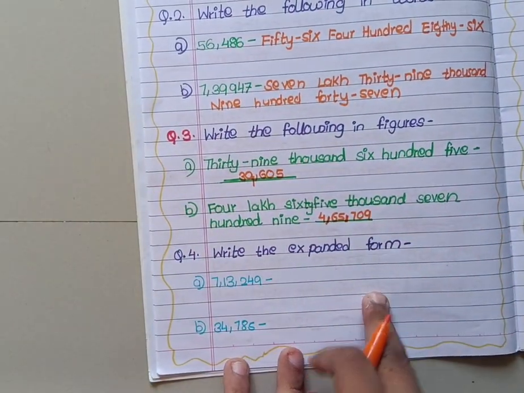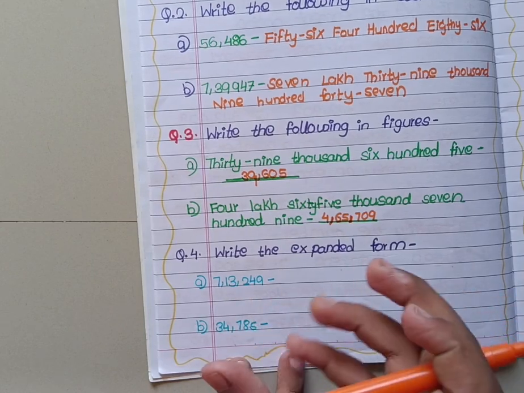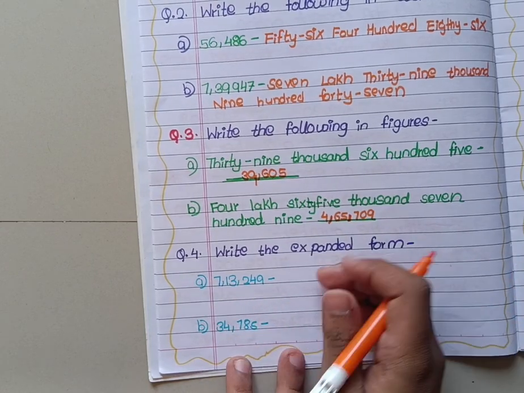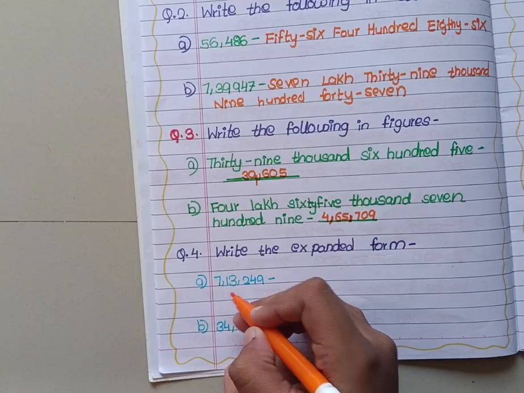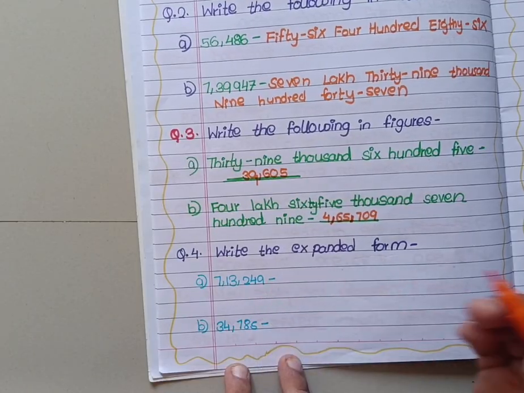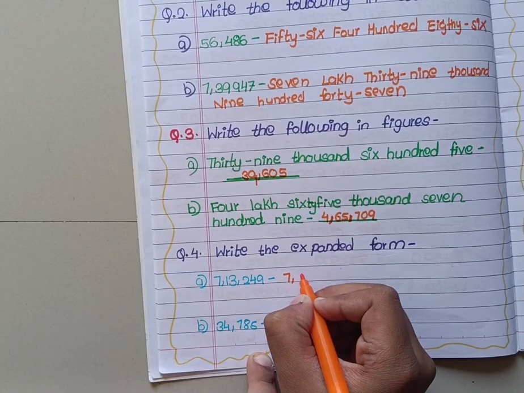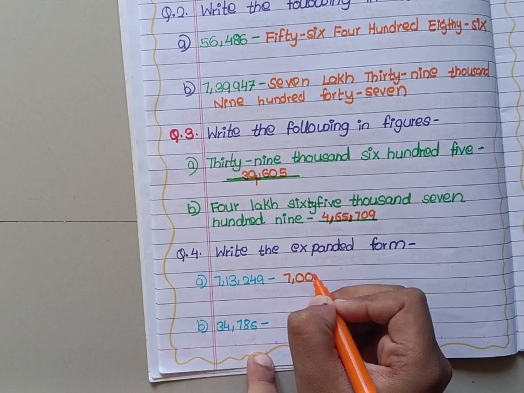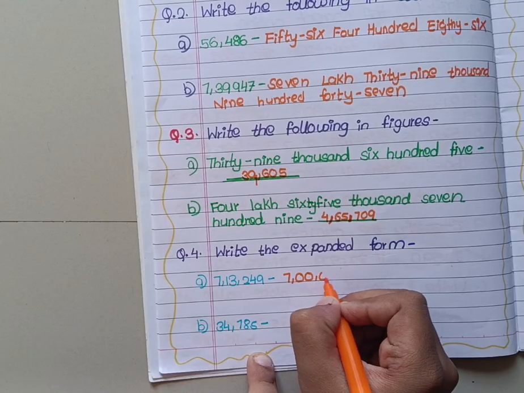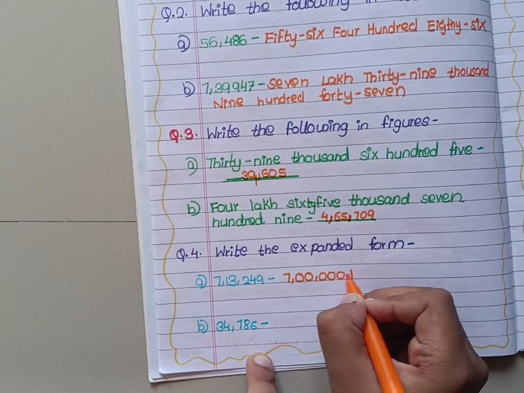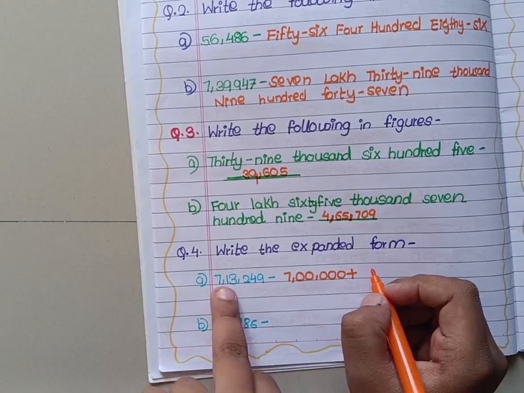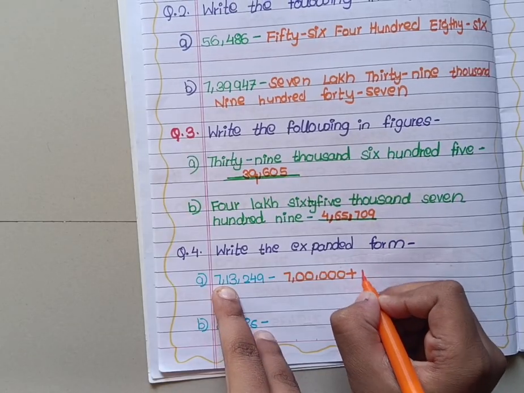Write the expanded form. So this is the standard form. We have to expand it and then we have to write. So how are we going to write? First is 7,13,249. So how are we going to write that? 7 lakh. How are we going to write 7 lakh? 7 lakh. Then 13. First we will write 1 as it's here, 13.